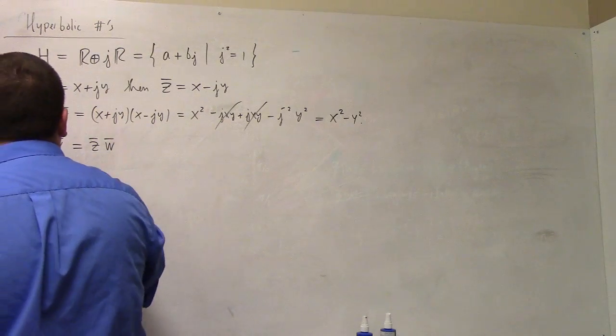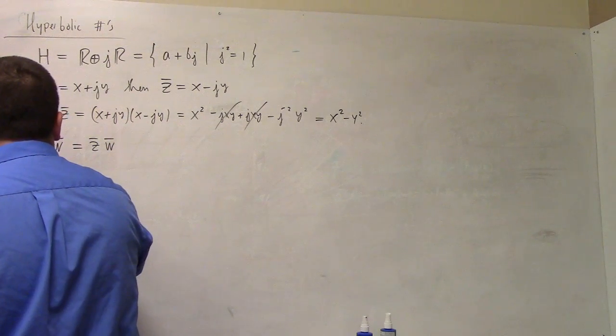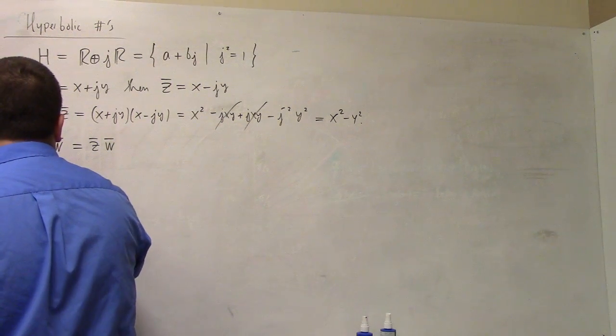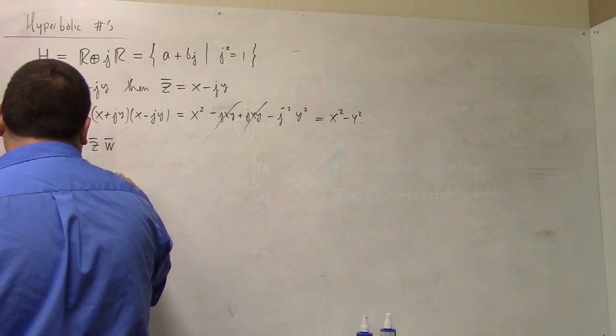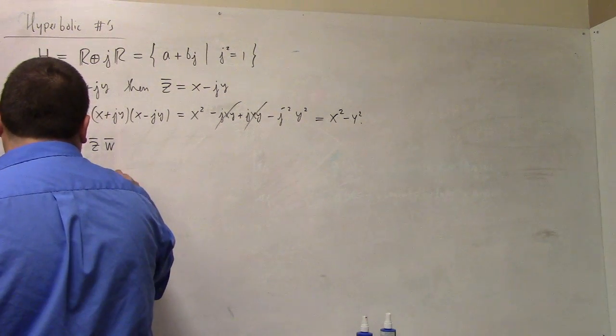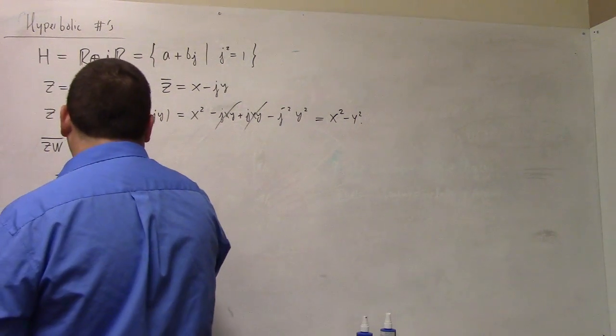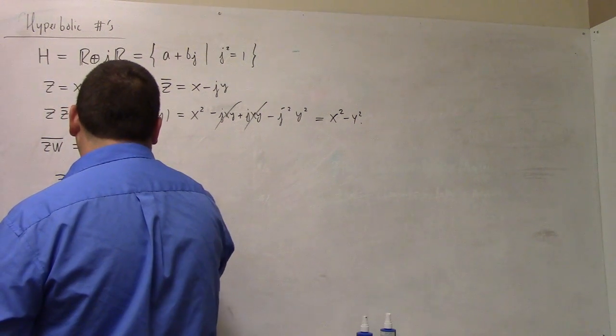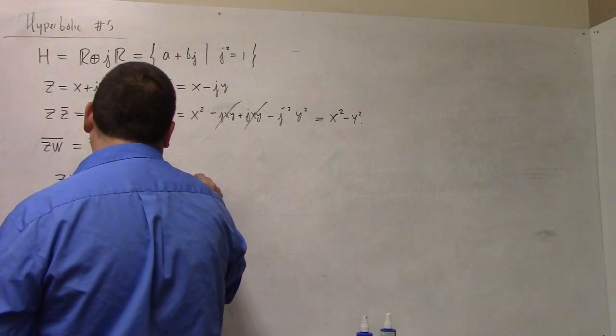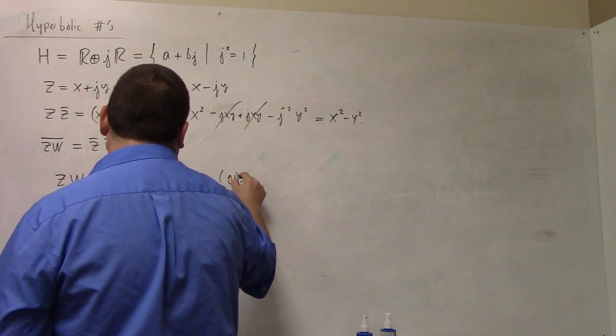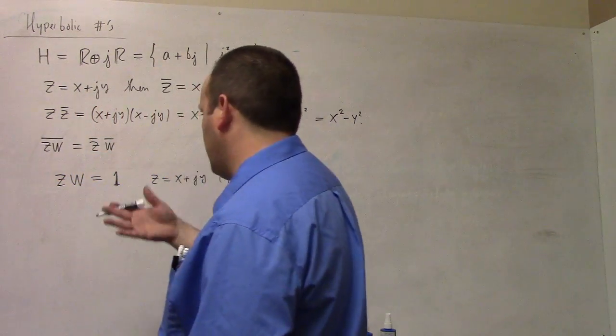So let's see here. If I try to solve z times w equals 1, in other words, I try to find what condition on z, let's say z is x plus jy given, and I try to solve this equation.